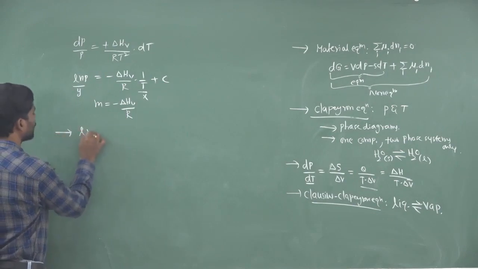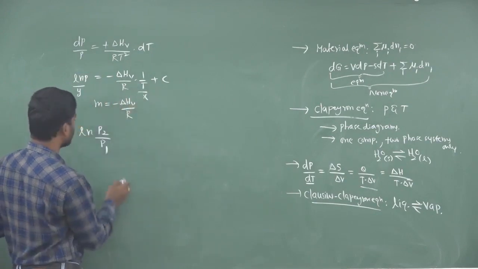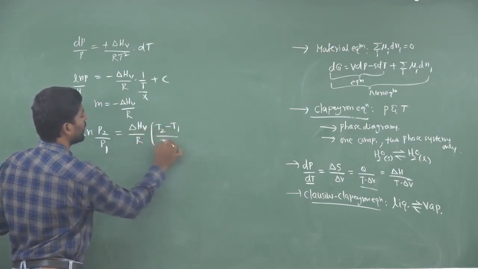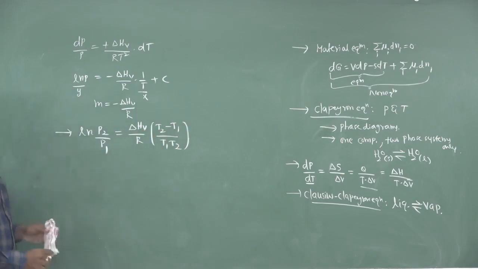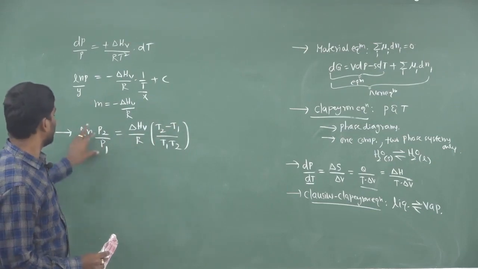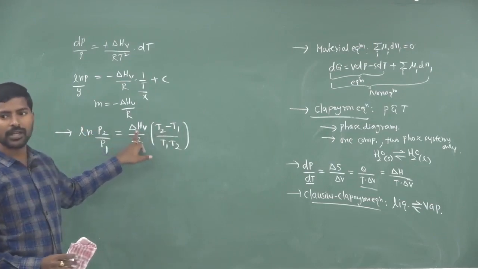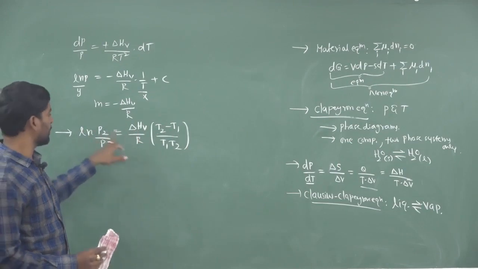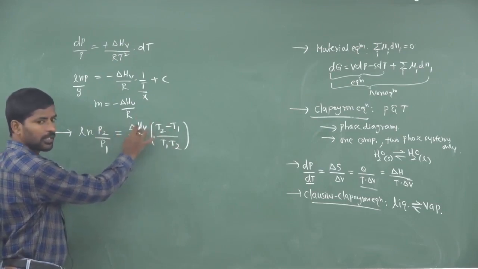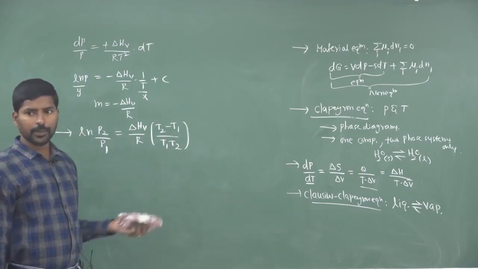Next, the integrated form. If you take it between the limits P1, P2 and the temperature limits T1, T2, then we get ln P2 by P1 is equal to delta HV by R into T2 minus T1 by T1 T2. Based on this equation, if P1, P2, T1, T2 data is available, we can calculate what? Delta HV, the molar heat of vaporization. Previously in this question, they provided P1, P2, T1, T2 data and asked to calculate what? The molar heat of vaporization. Okay, this is about the Clapeyron and Clausius-Clapeyron equations.